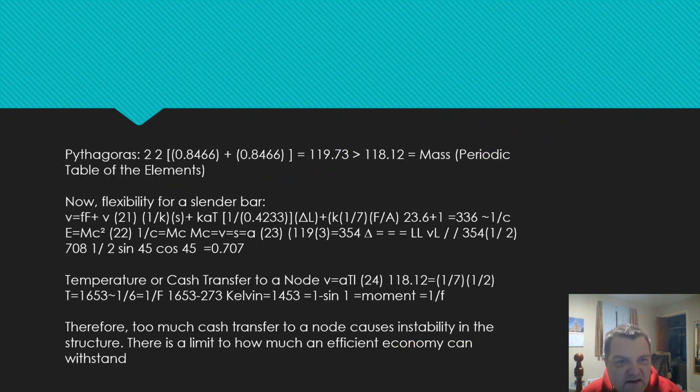So from Pythagoras, we set the mass equal to 0.8466 plus 0.8466 is greater than 118.12. The flexibility for a slender bar, I'm not going to read all those equations off, but it's not that critical.